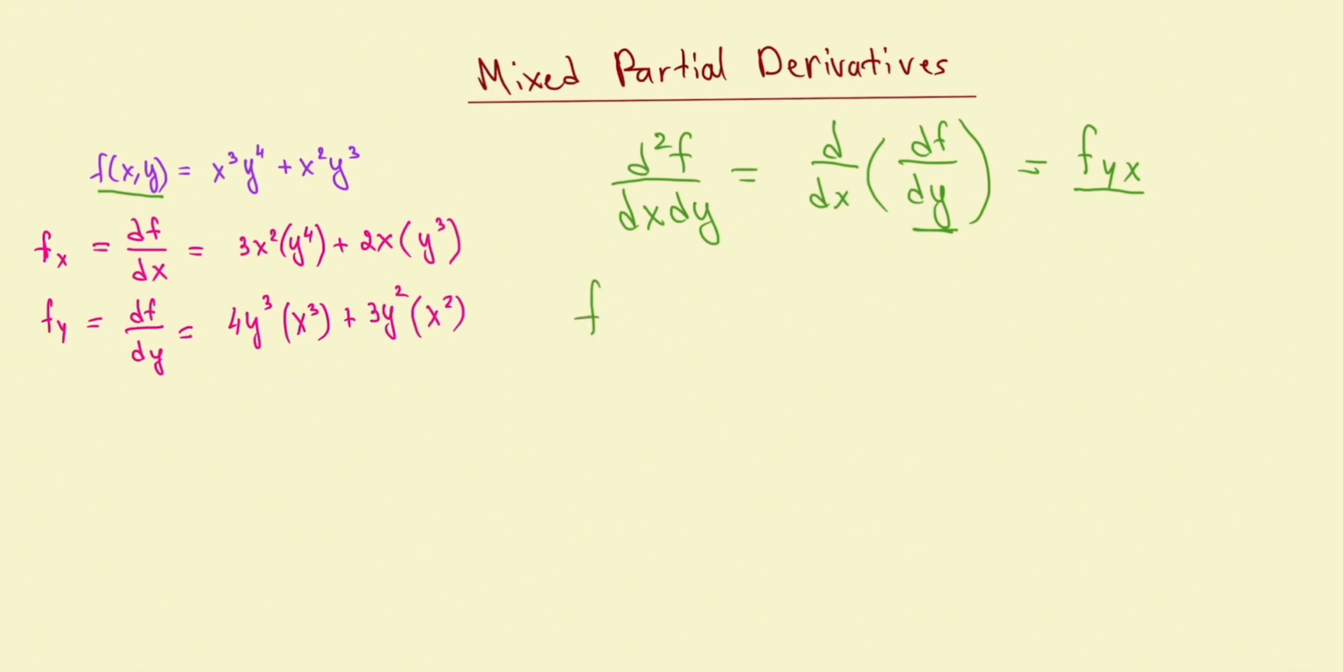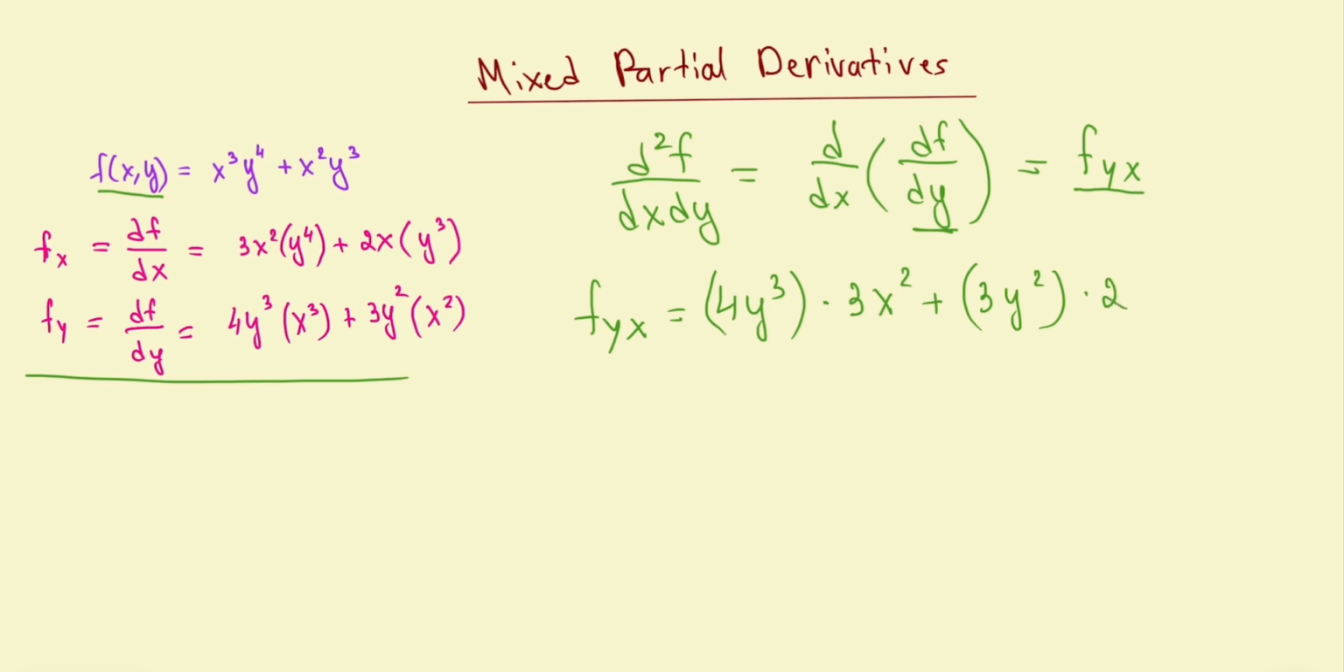So this would equal to, so we could use the second function. We derived it with respect to y, now we will be doing it with respect to x. So we're going to have 4y cubed. We're going to treat this as a constant. We're going to multiply by the derivative of x cubed, and that's going to be 3x squared. Plus, now 3y squared is our constant, times derivative of x squared is 2x. The rest is simplified.